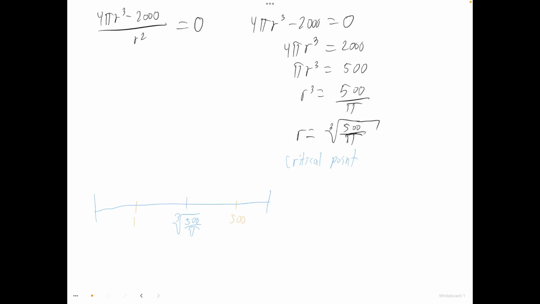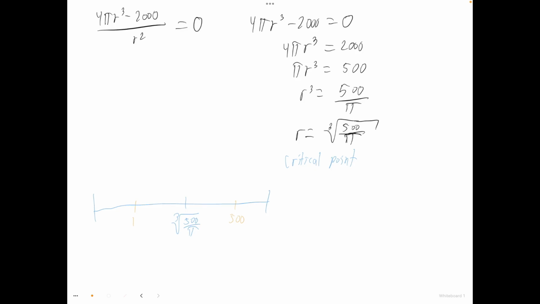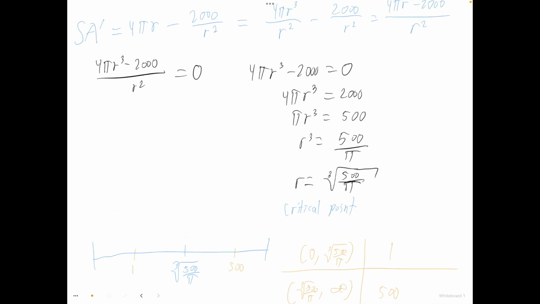Okay, and so we're just going to check the sign of things. So this is just like the table that we did before. If you think of the table from before, we're looking at the interval 0 to the cube root of 500 over pi, and then the cube root of 500 over pi to infinity. So we're creating the intervals like we did before, and then our test points are 1 and 500. And then we care about the sign of things.